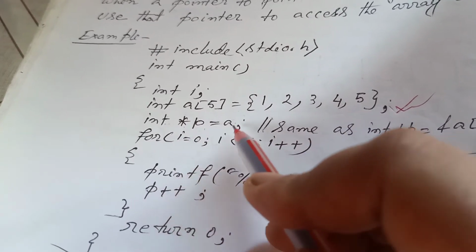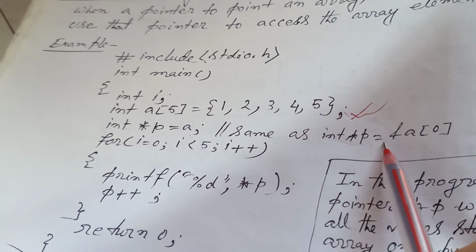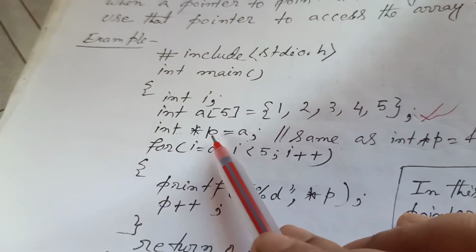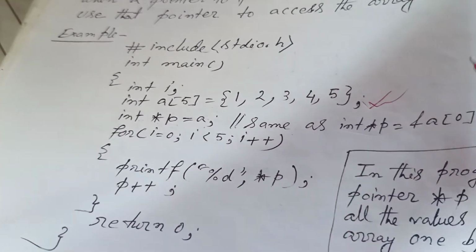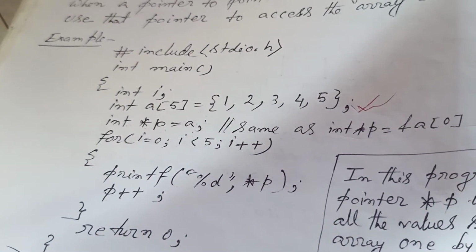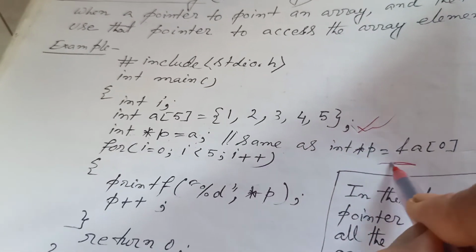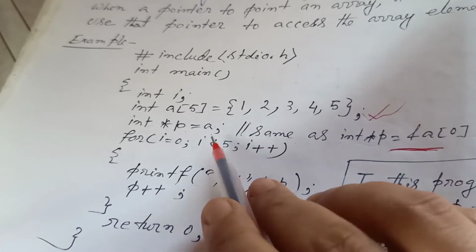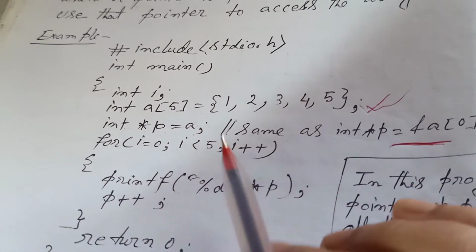int *p = a, same as int *p = &a[0]. That means the pointer starts pointing from the a[0] index with its address value by using ampersand a.